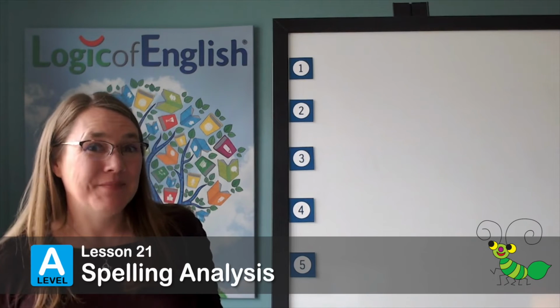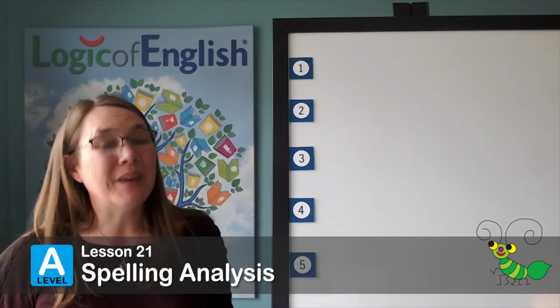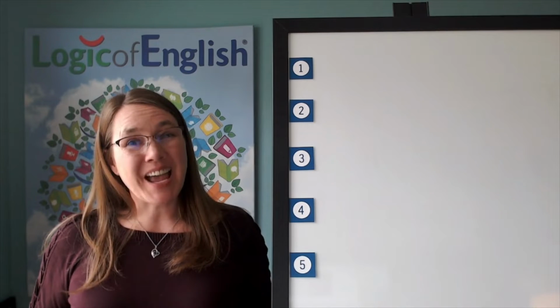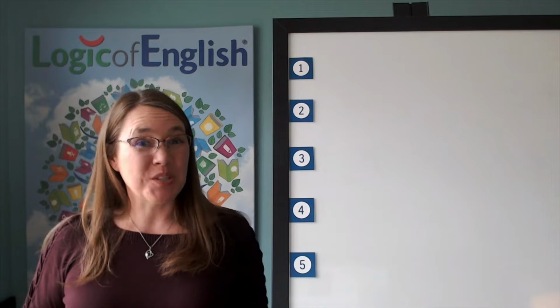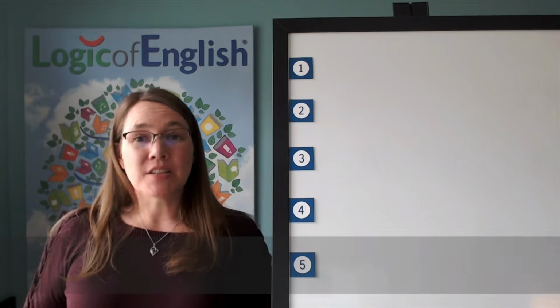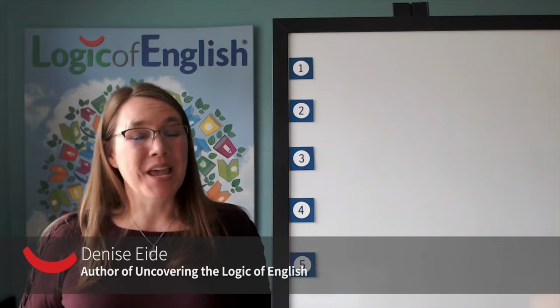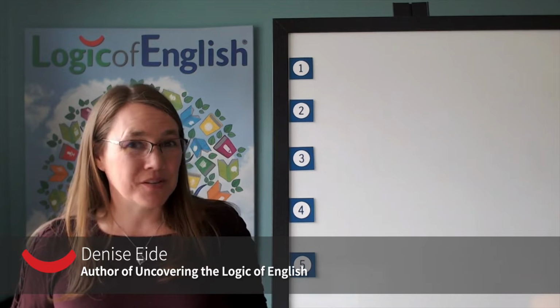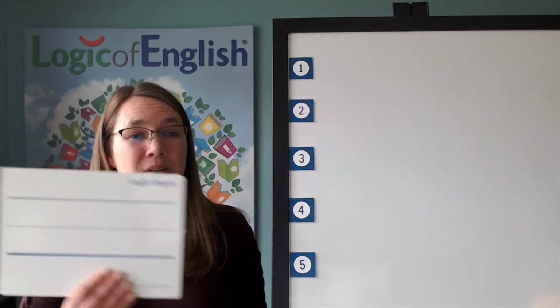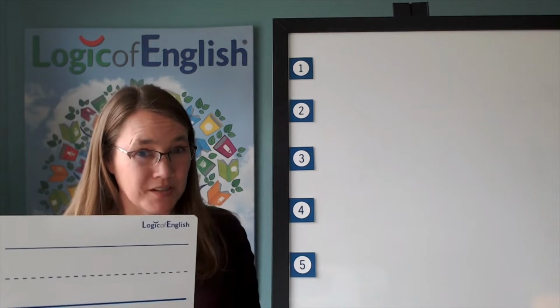It is time for something that we call spelling analysis. So spelling analysis is how we are going to learn how to spell and to read words. And the way that we're going to do this is we are going to sound out words and we are going to write them. So you can write them on a Logic of English whiteboard.